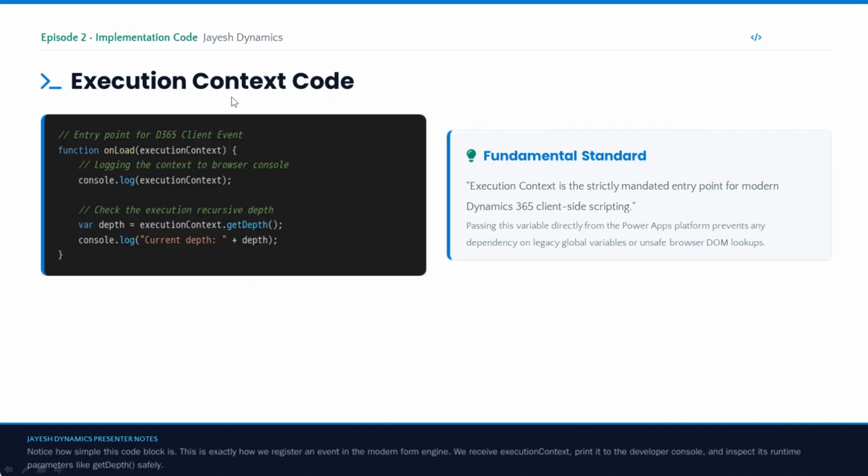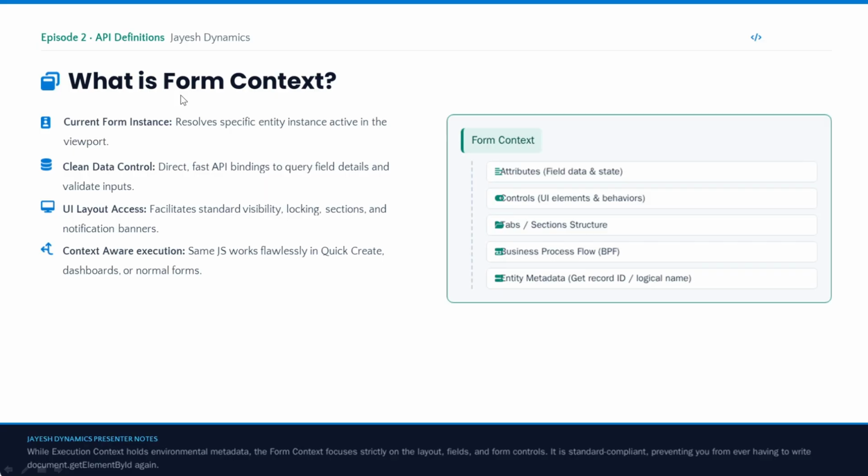Let's see how the execution context is used in our code. Whenever we create our function, we just pass execution context as a parameter in our function. So we can use this later to get the form context, get the fields, get the depth, this kind of things. It is very useful when we have to manipulate our data on forms, on grids using the ribbon workbench. This is our second agenda of our video.